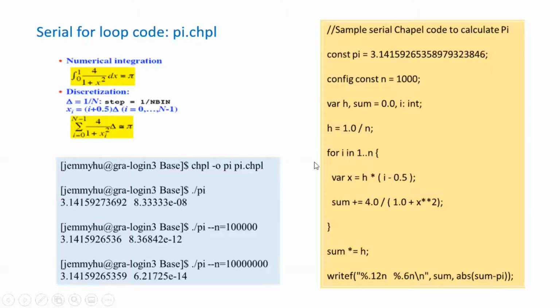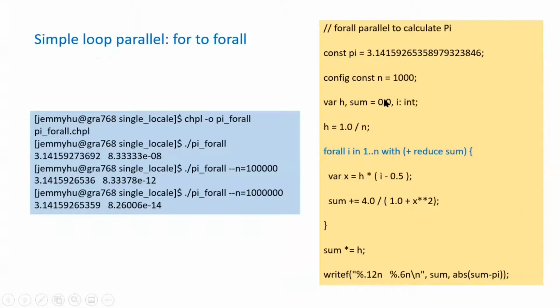So here, because this code is one for loop, if you go to Chapel and you want to run it in parallel, you can simply change the for loop to be forall, right? And then use reduce to do the sum. So that's only one line change. And you compare the code and you run it. It pretty much is the same thing, right? So forall is the way for Chapel to do a parallel for.